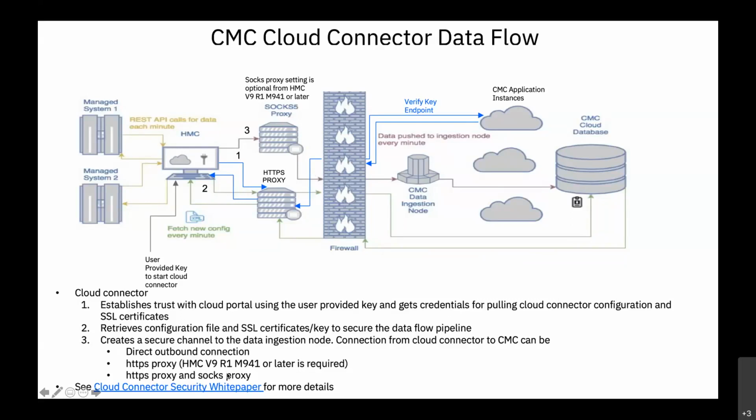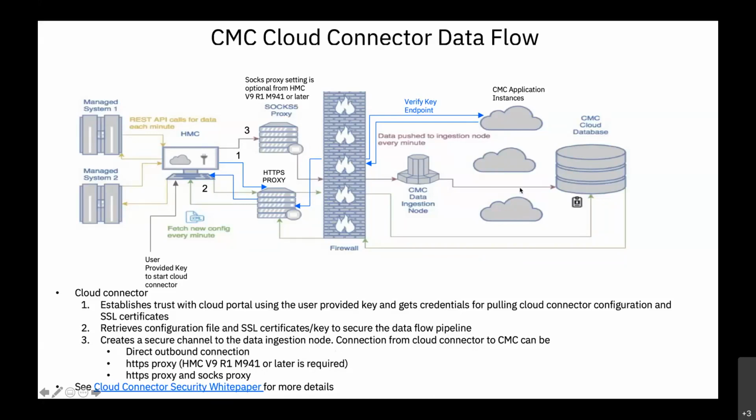When CMC was launched, till v9 R1 M941 came out last year, in the second quarter of last year, the proxy was supported with a combination of HTTPS and SOCKS proxy. Many customers had concerns about using SOCKS proxy due to their security constraints within their data centers. So we enabled the ability to use only HTTPS proxy starting v9 R1 M941. So there are three modes that you can connect from Cloud Connector to CMC.